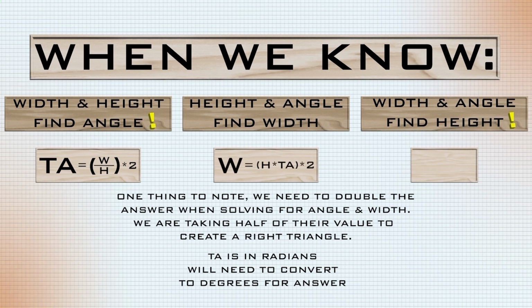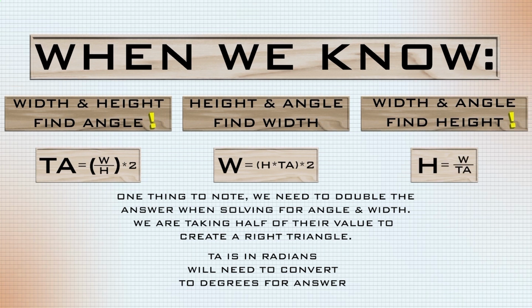Next, we have height and angle, find the width. And again here, we're going to need to multiply that out by 2 to get the full width of our bit. We're not going to really talk about this one because for the most part, we're going to be measuring the width with our calipers.